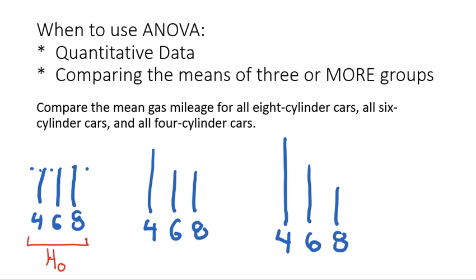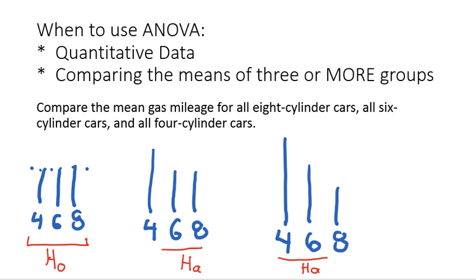When there is a difference, it doesn't necessarily mean that the groups are all different. That is possible, but it could be that just one of the groups has a mean different than the others. So here are 2 possibilities for HA. This would be an HA where one of the means is different than the others. This is a possibility for an HA where all of the means are different from each other.